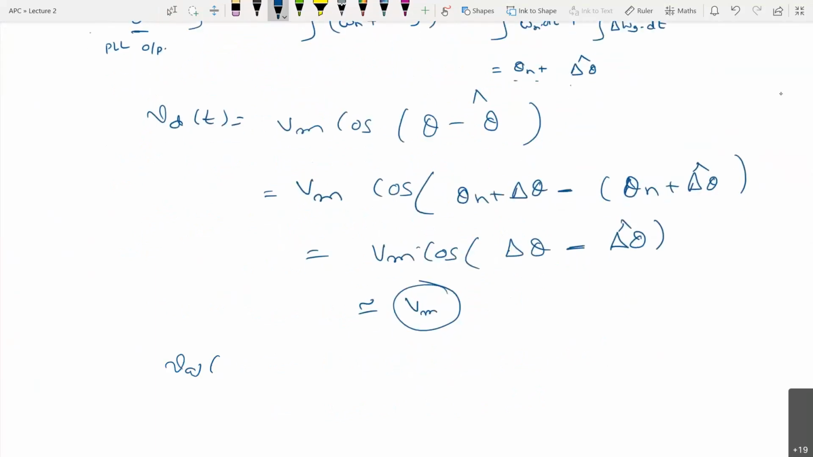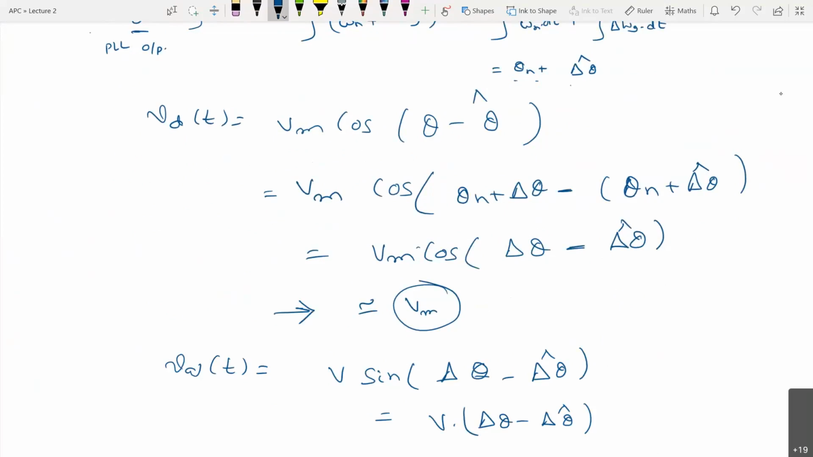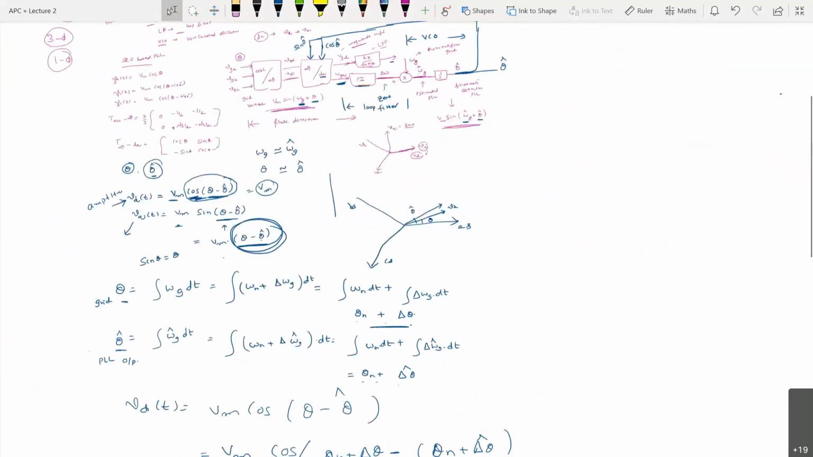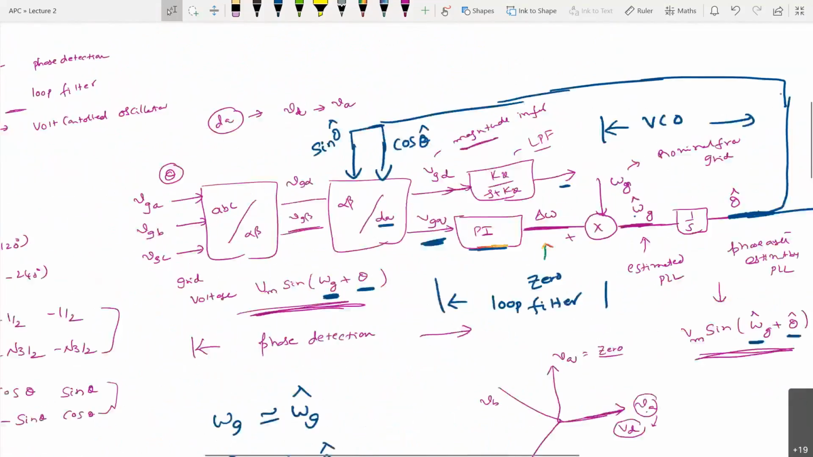Similarly, this Vq of t is V sine of theta n plus delta theta minus theta n plus delta theta dash. The same thing happens, so this is equal to V into delta theta minus delta theta dash. So the d axis contains the magnitude information, and the q axis contains the phase angle information in per-unit form. Is that clear?